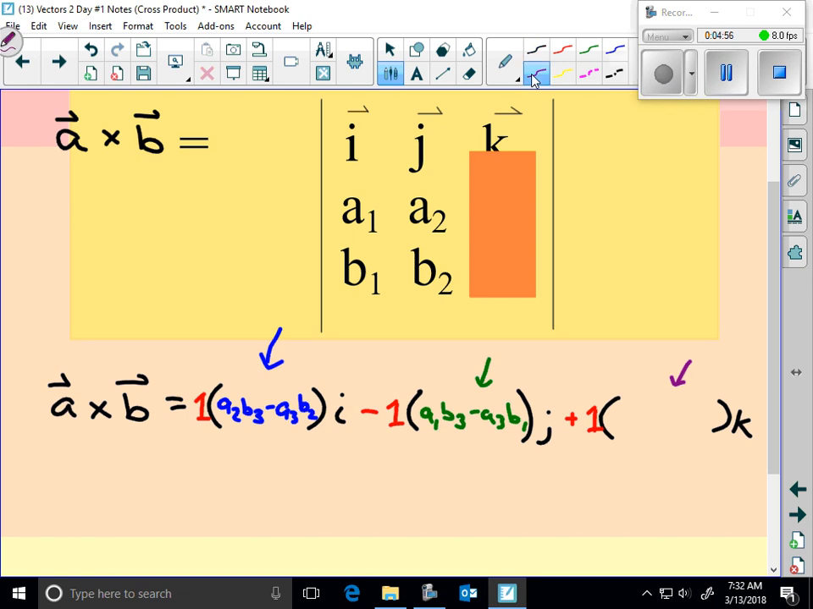That'll be A1B2 minus A2, B1. All right. Now you can count on the fact that this will always be positive 1, this will always be negative 1, this will always be positive 1. Okay, let's try an example of that here.